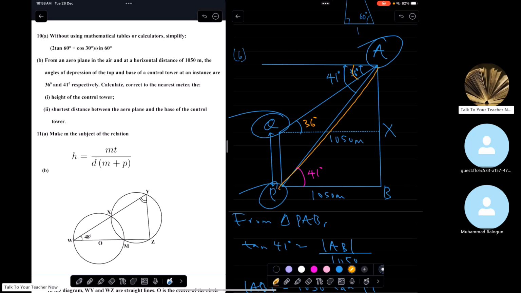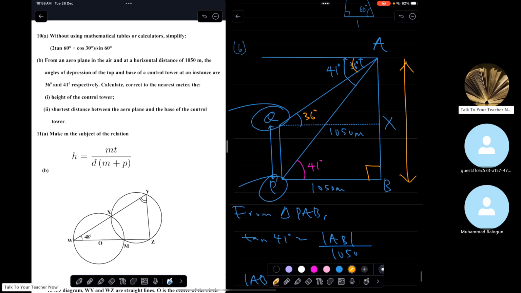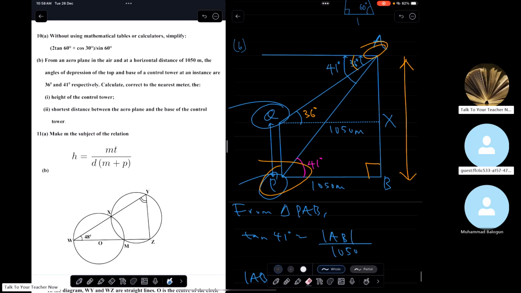If you look at this triangle, can you see this triangle? Yes, sir. It's a right angle triangle. And in the right angle triangle, AP is a hypotenuse, isn't it? Yes, sir. And in the right angle triangle, the hypotenuse is not the shortest, it's the longest length. So if you say the shortest distance between the aeroplane and the base of the tower, it is this distance AB. The AB is shorter than AP. So that's the one we are taking. So what's the answer to that?